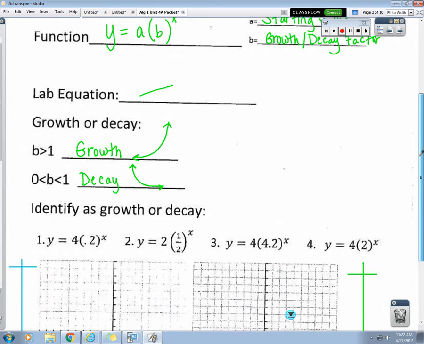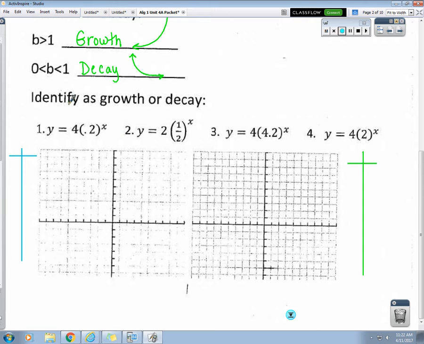Okay, so let's look at number 1. For number 1's equation, we have y equals 4 times 0.2 to the x power. What is the a value? 4. So your starting value is 4. What is your b value? 0.2. So is this graph, before we even see it on the graph paper, is it going to be a growth or a decay? And why is that? Right, it's between 0 and 1, so it's a decay. That means it's going to go down from left to right.